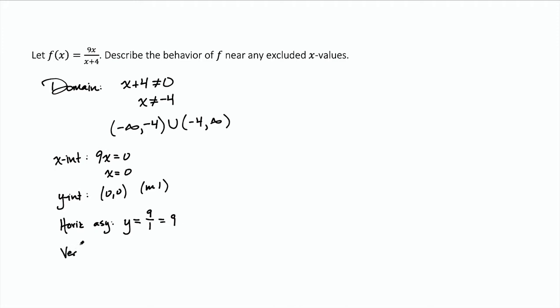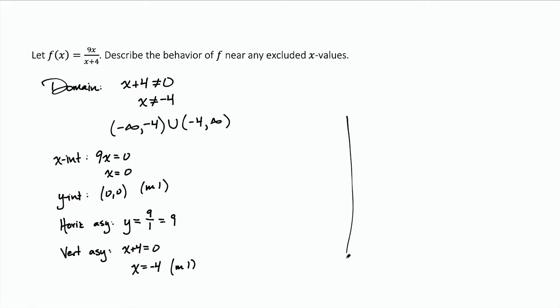For vertical asymptotes, we find the zeros of the denominator. So taking x plus 4 and setting that equal to 0, we get x equals negative 4. For that zero of the denominator, we also want the multiplicity of that. The multiplicity of that is 1 because the exponent on that factor is 1.